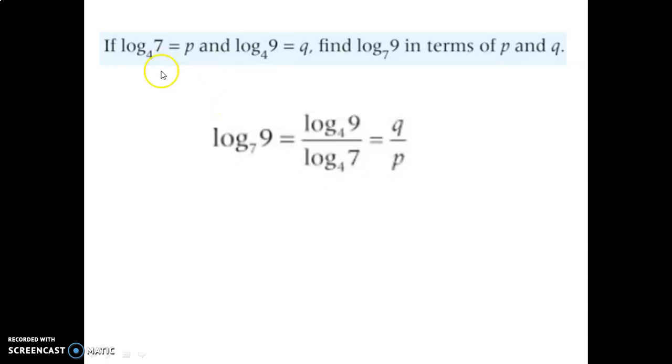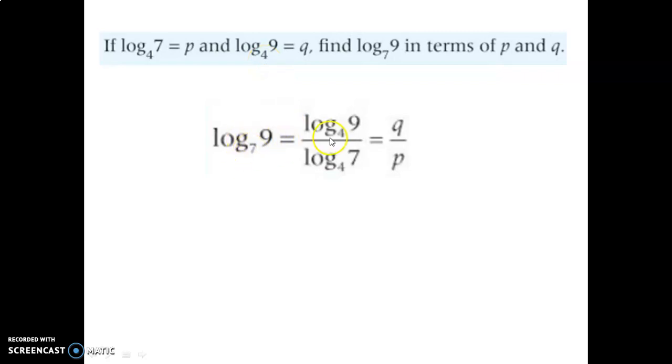Okay, that should have been a pretty simple one. You are given an expression here, and you're given that this equals p and this equals q. In this case, we have log base 4 and log base 4. So if we're going to rewrite this expression in terms of p and q, we need to get a log base 4 in there, because that's what we see here.